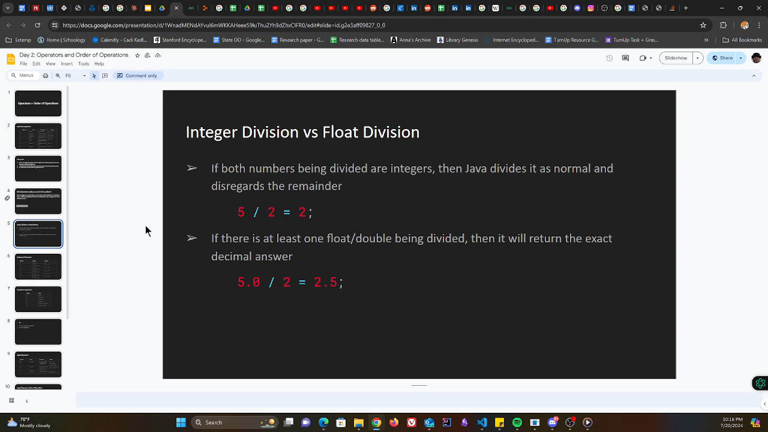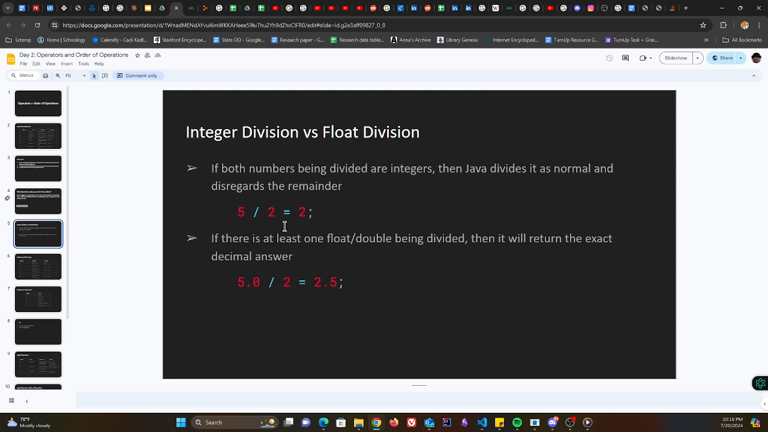So this is a pretty simple concept. As you can remember before, the integer data type is just a whole number, whereas floating point numbers or doubles are decimal point numbers. So this concept is very important. If both numbers being divided are integers, then Java divides as normal and disregards the remainder.